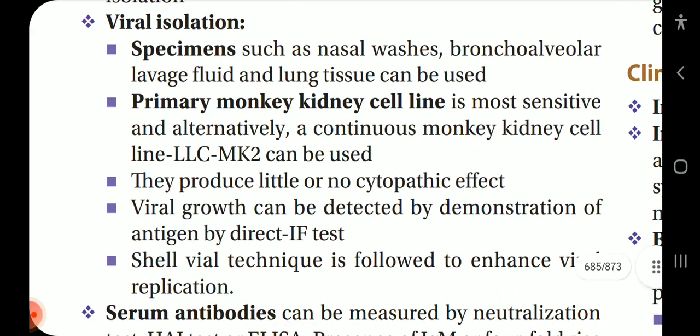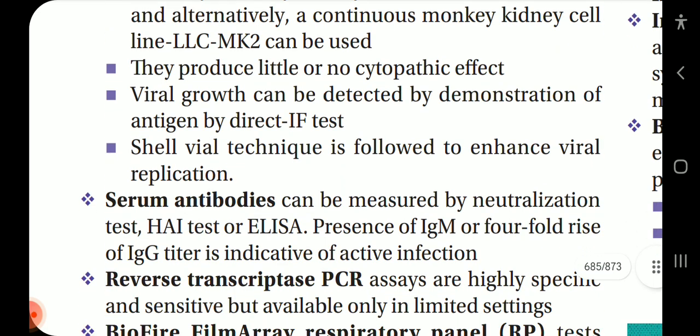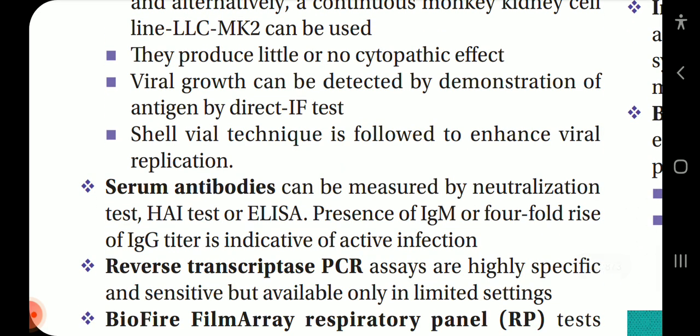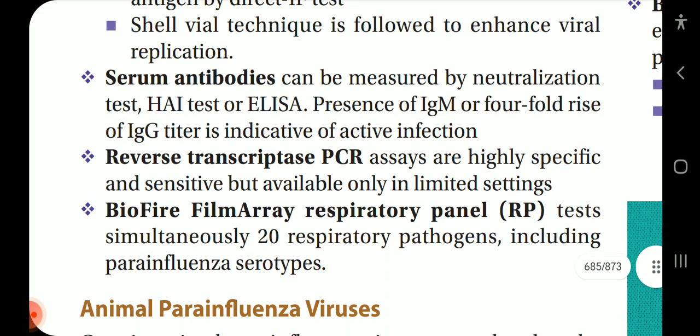Viral isolation. Specimens such as nasal washes, bronchoalveolar lavage fluid, and lung tissue can be used. Primary monkey kidney cell line is most sensitive, and alternatively, a continuous monkey kidney cell line LLC-MK2 can be used. They produce little or no cytopathic effect. Viral growth can be detected by demonstration of antigen by direct immunofluorescence test. Shell vial technique is followed to enhance viral replication.